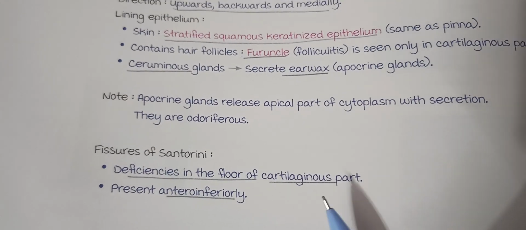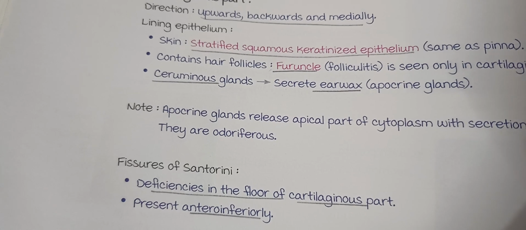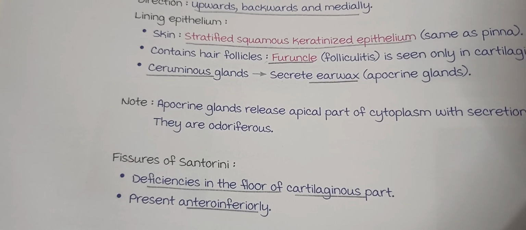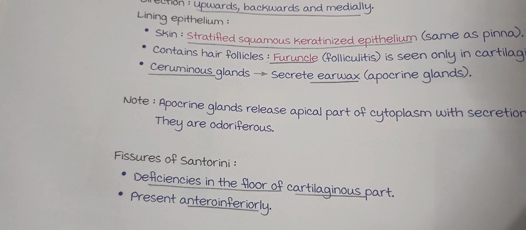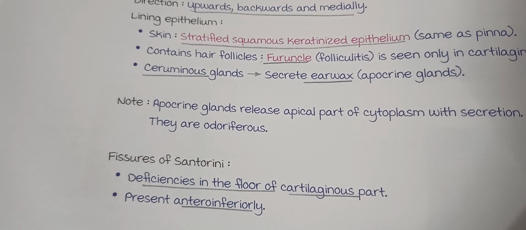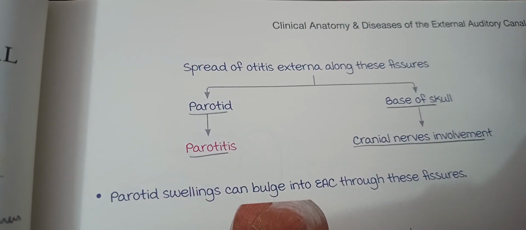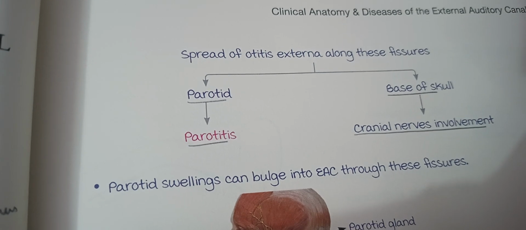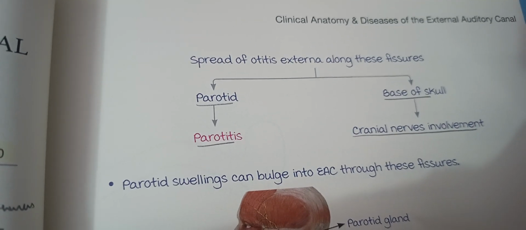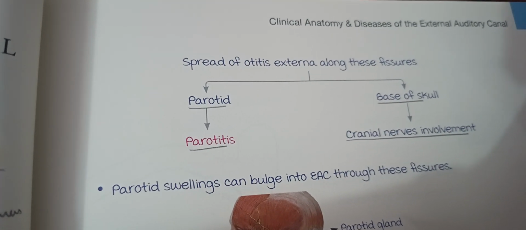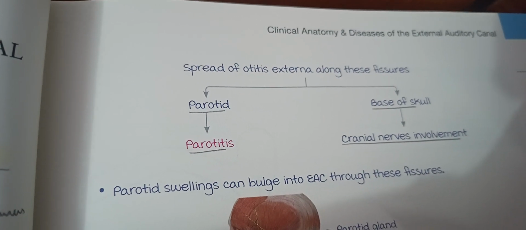Now there are some deficiencies in the cartilaginous part, known as fissures of Santorini, and they are present antero-inferiorly. Now what is the importance of these fissures of Santorini? They can lead to the spread of infection. Now, to which areas can they lead the infection?